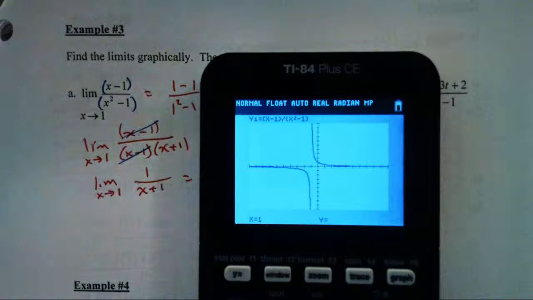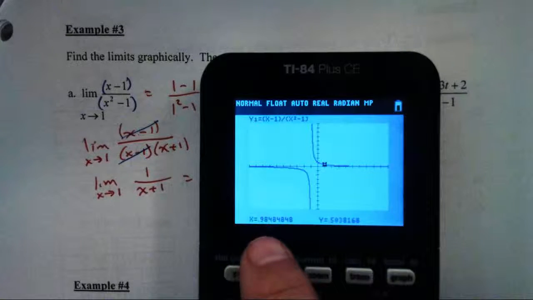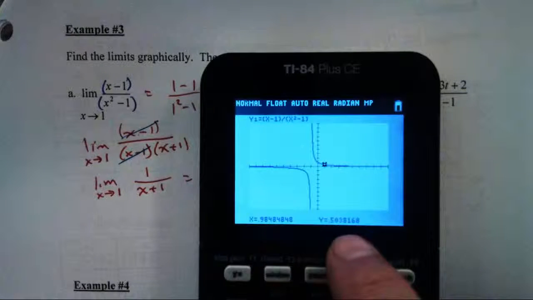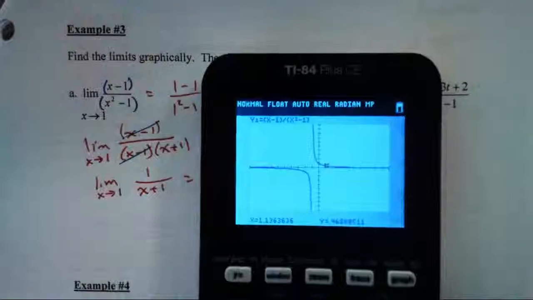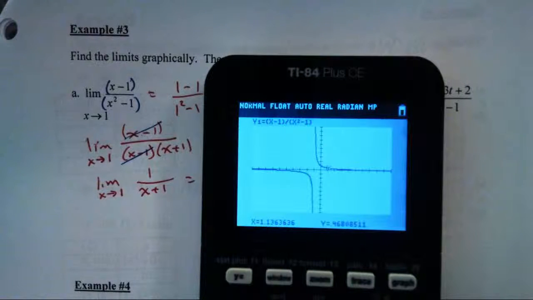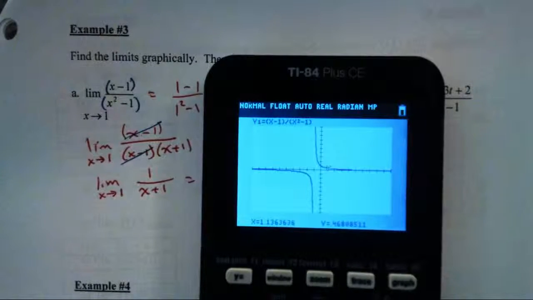Now, I could trace at this point. If I hit trace, and I go just a little bit to the left, I'm at 0.984 and 0.503. If I keep going to the left, I get further away from 0.5. If I keep coming in, I'm closer to 0.5. At 0.98, I'm at 0.5. At 1.1, I'm at 0.46. Well, there's sort of some evidence to say that they're close, but maybe it jumps from 0.47 to 0.512 or something like that.